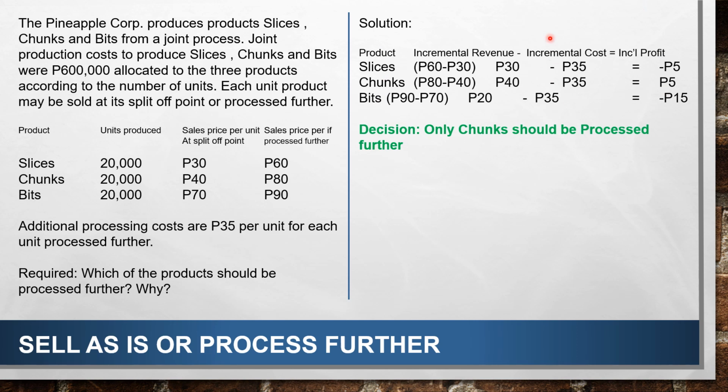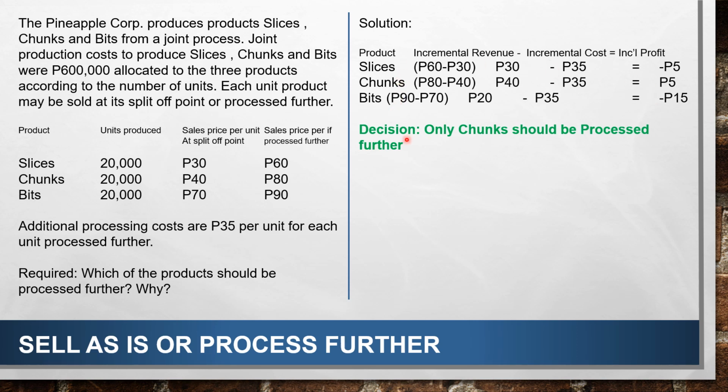Okay, so after determining the incremental revenue, we deduct the incremental cost. So it is given in the problem, additional processing cost is 35 per unit. So just deduct 35 from each product. So now we will get the incremental profit. So for slices product, its incremental revenue is 30. And the additional cost, incremental cost is 35. So we have a loss. Okay? So it's a loss, not a profit.